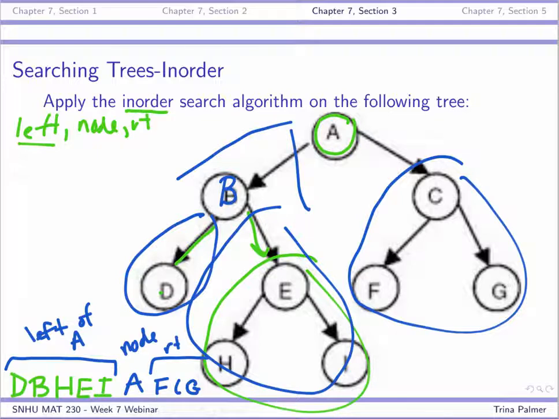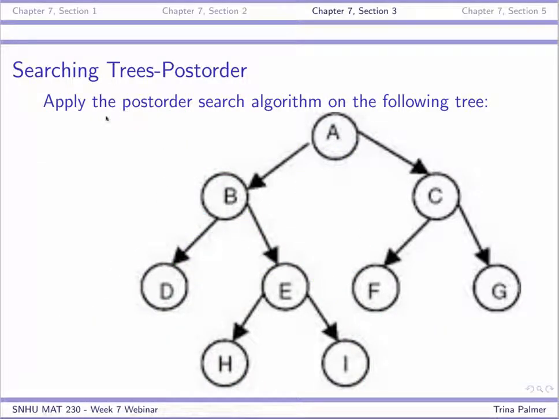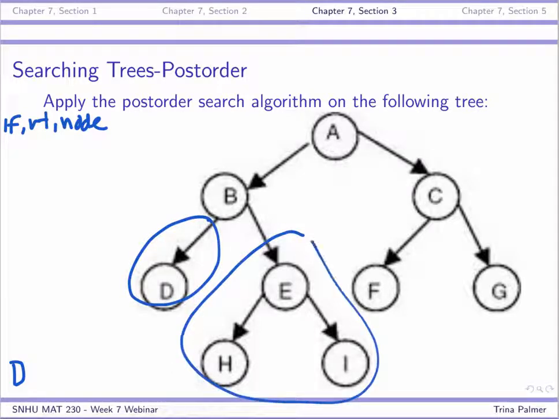Alright, the last search method is the post-order search, and this is left, right, node. Alright, so just like before, I'm going to go left, which is all the way left, so I start with a D. So D is the left of B. Now I'm going to do the right of B. But when I go to the right, I now have a new tree. So I do left, right, node. So it's left is H, right is I, node is E. So I did the left of B, the right of B, come back to the node B.